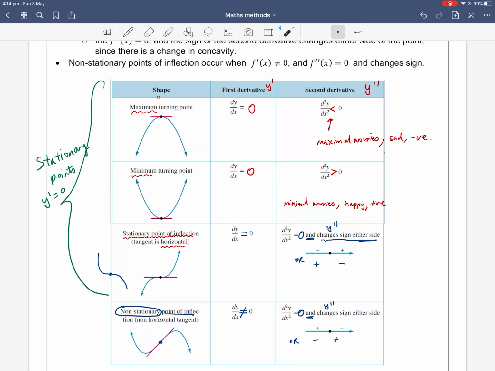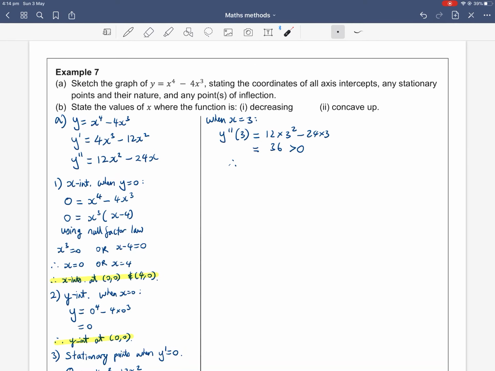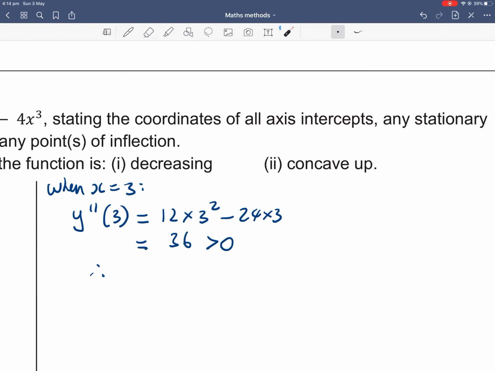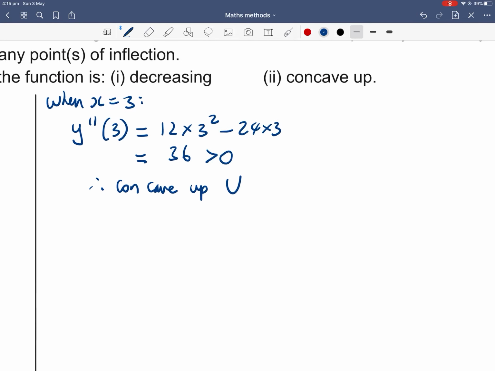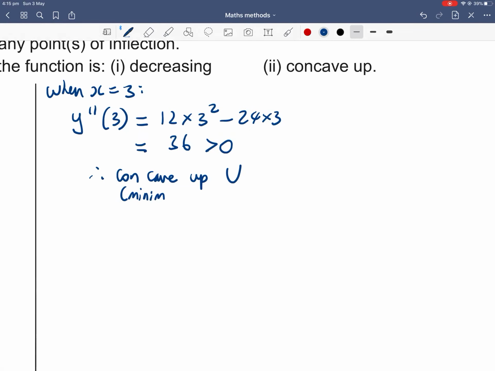So we know that when x equals 3, the first derivative equals 0. So it's one of these top 3. And we now know the double derivative is positive. So it's happy. So it's a happy face. So it's a minimum turning point when x equals 3. Or in other words, concave up. You can either write concave up or minimum turning point, same thing. Concave up, smiley face, or you can write minimum.